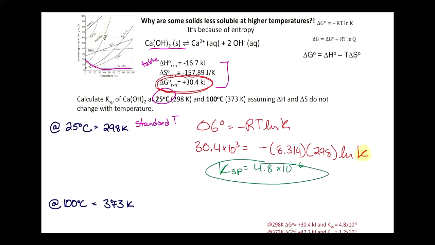All right. So this is at 25 degrees Celsius. This is at standard conditions, so you are allowed to use delta G naught from the table values.